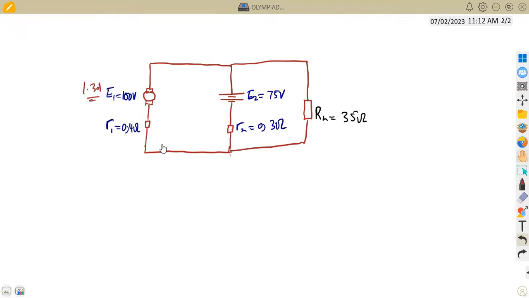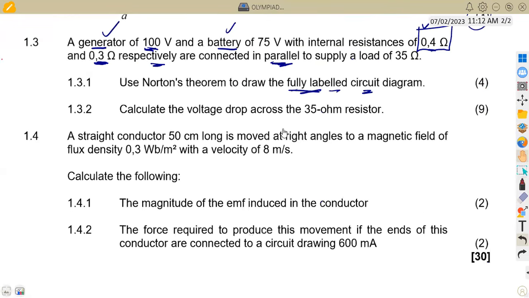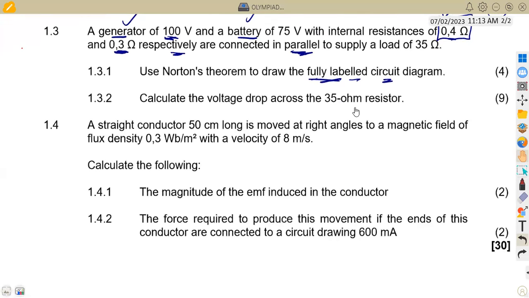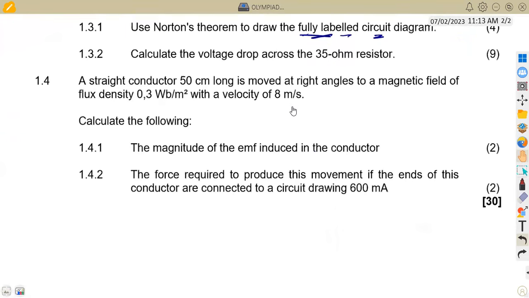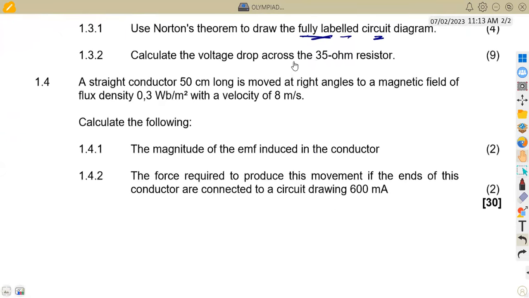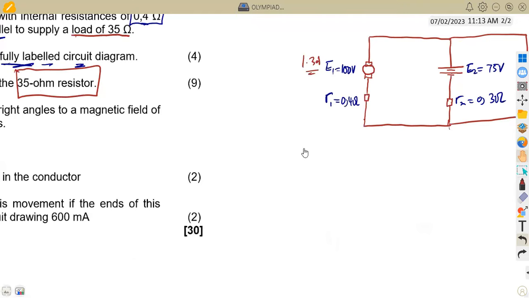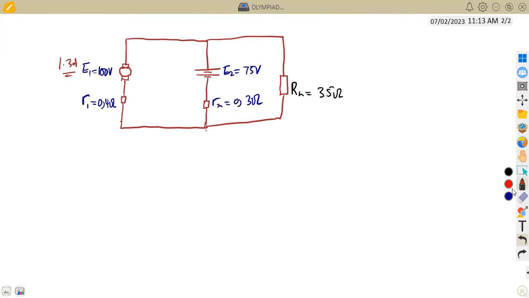Actually, the first part was just to draw a diagram. Like I said, that's it. Everything is there. So that's 4 marks just for this diagram. Then 1.3.2 is to calculate the voltage drop across the 35 ohm resistor. Remember, the 35 ohm resistor is the load resistor in this case. So we need the voltage drop across the load here. So we need to calculate VL, which is the voltage drop.